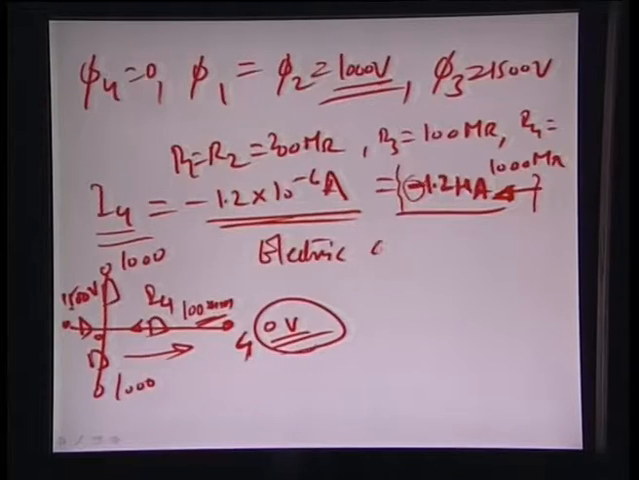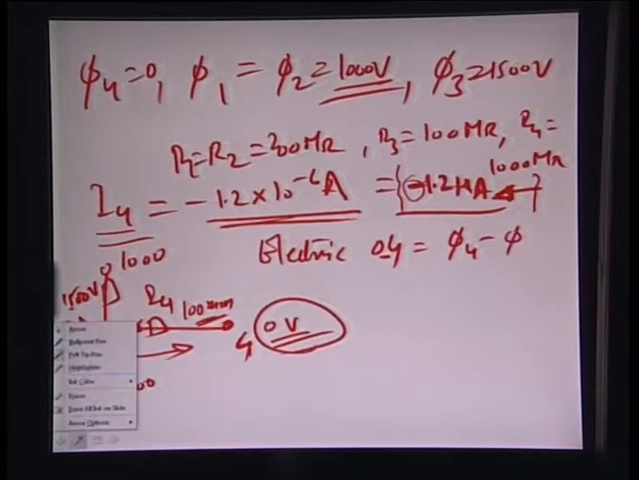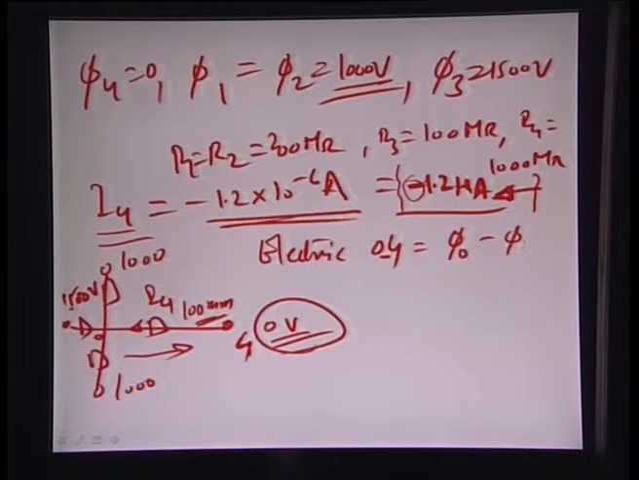So the electric field between 0 and 4 is also the voltage between 0 and 4, which is phi 0 minus phi 4, divided by the length, 100 millimeters. We can calculate the phi 0 minus phi 4 value easily as I4 R4. It is the drop in potential.